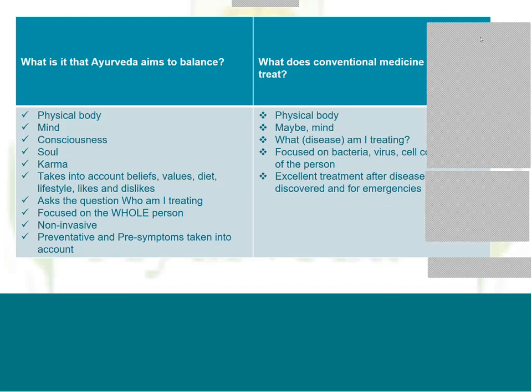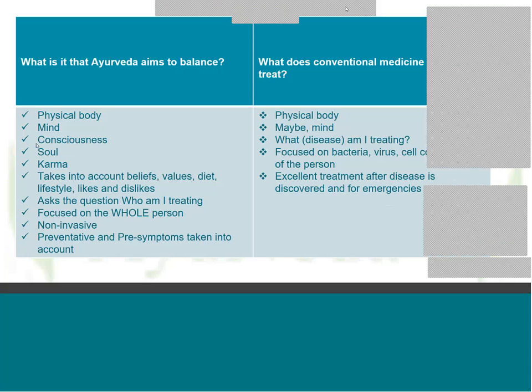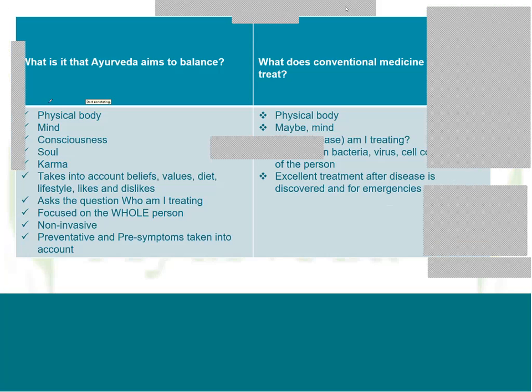So what is it that Ayurveda aims to balance? What's the goal of what we're trying to do? Ayurveda is looking at all of these things. It's looking at the physical body. Obviously, this is very important to us. We need our physical bodies, and they need to be working. They need to be balanced. That's a no-brainer. The mind. Now, the mind is very important.